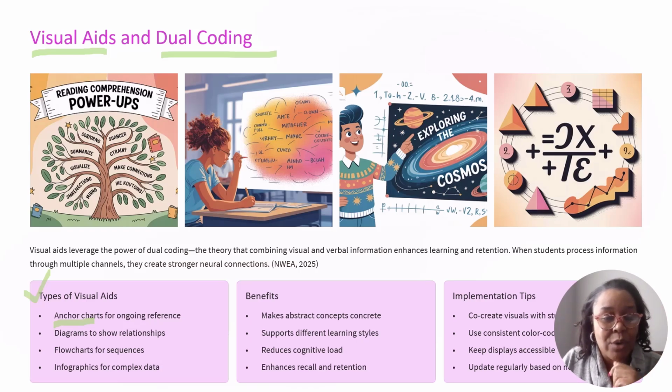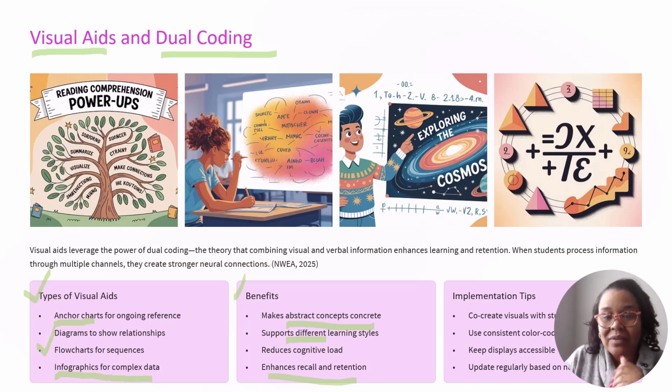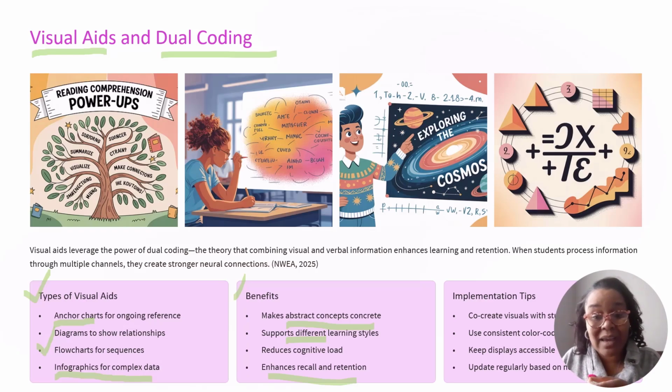So, but also thinking about what do your flow charts look like, your sequences, your songs, your infographics with understanding true complex data, the benefits for our students, right? Making abstract concepts more concrete, supports differentiation, different learning styles, reduces cognitive overload, enhances the call and response. Here are some implementation tips. We co-create visuals with others so we can make duplicates. Be consistent. Make sure you keep your displays accessible to the eye, and then update your information regularly based on current things that you're researching.